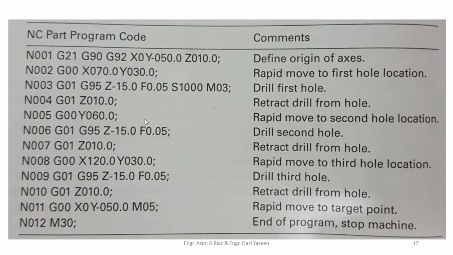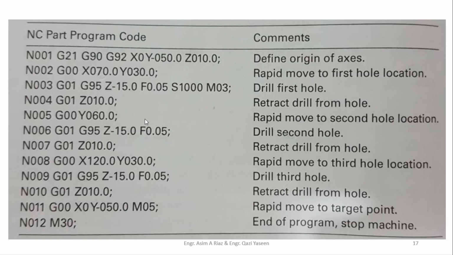In the second NC instruction we use G00, which is used for the point to point rapid traverse, because we are interested in the location, not in the path. So we can swiftly move the cutting tool from the origin position to the position where we want to drill the hole. And then you have to mention the coordinates where you want to shift your drill bit or cutting tool for drilling hole number 1.